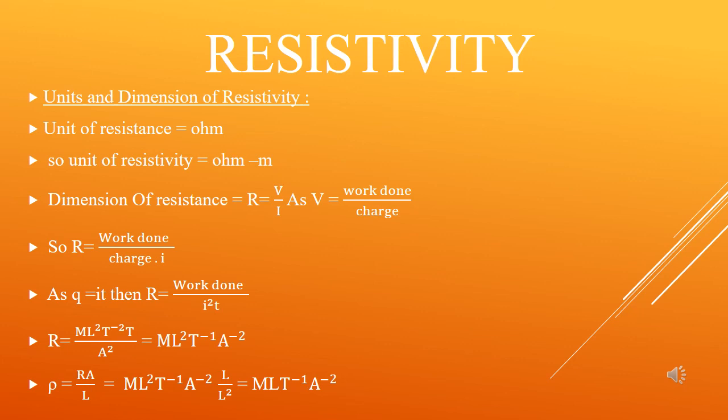Now dimension of resistivity, which is rho equals R A upon L. So rho equals M L square T minus 3 A minus 2 into L upon L square. So rho equals M L T minus 3 A minus 2, which is the dimension of resistivity.